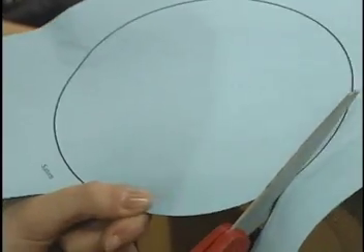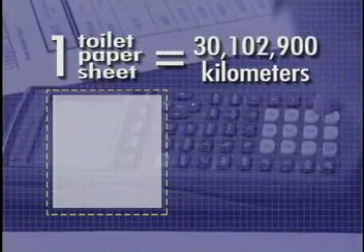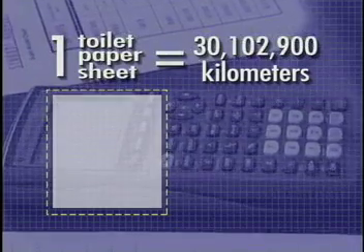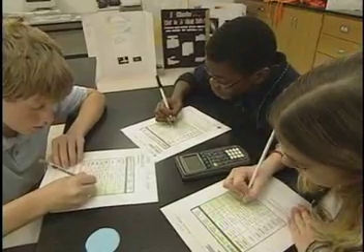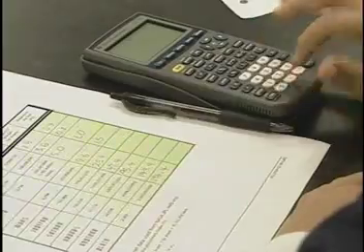Cut out your assigned planet using the planet template. The scale for this activity is 1 toilet paper sheet equals 30,102,900 kilometers. Using the scale, students complete column 4 on the scale model chart. Remember the math concepts you learned earlier in the program? This is your chance to put your math skills to the test.